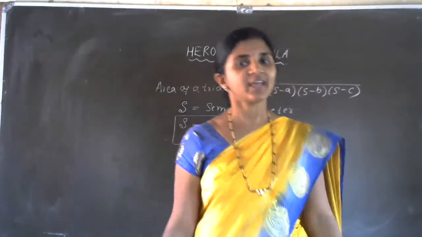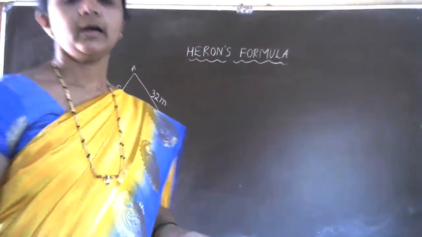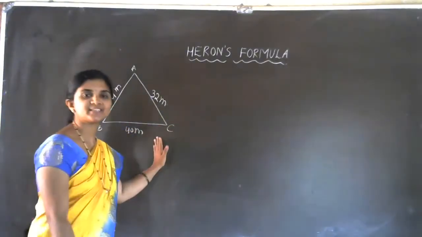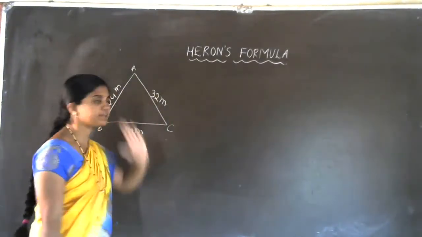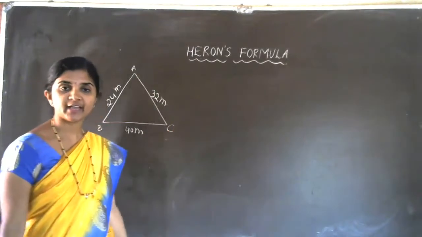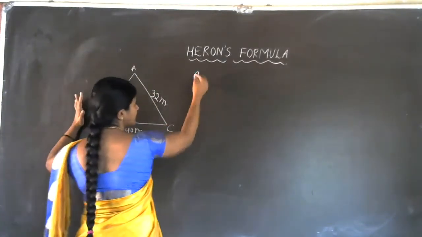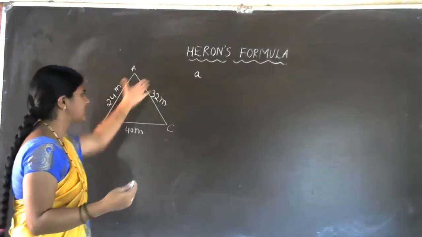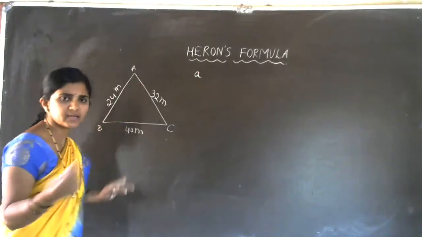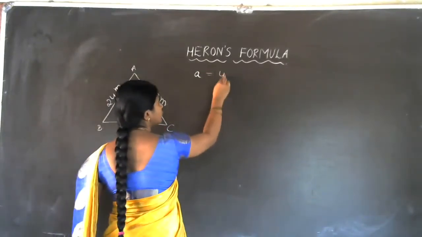Can we work out the example problems now? Yes. Now look at the first example problem. I took the same example as the scalene triangle example: 40 meter, 24 meter and 32 meter. We have to find the area of this triangle. Let us mention A, B, C first, the three different sides. That is your wish. Now let us take A is equal to 40 meter.